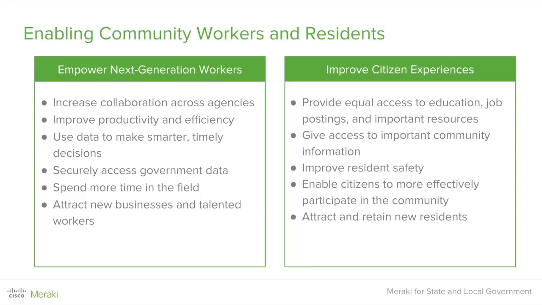And then enabling community workers and residents. We can help empower next generation workers by increasing collaboration across agencies. Also improving that productivity and efficiency, and making data smarter so that you can make those timely decisions as well. As I mentioned, things like wireless health. One thing that it tells you is if APs are maxing out their clients, or not having necessarily the best experience because too many clients are connected at any given time. That helps you make really timely decisions and maybe add access points here and there as well.